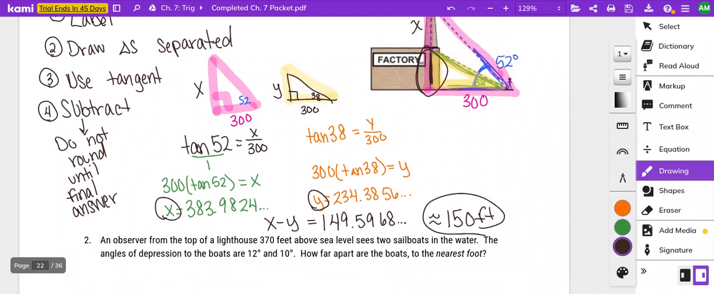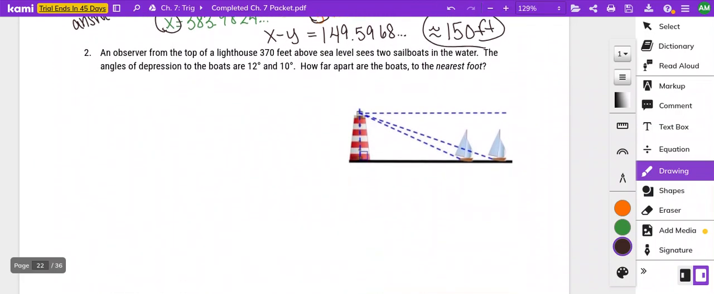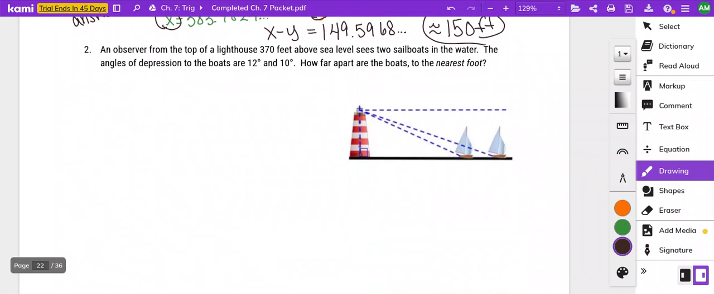All right, let's take a look at the next one. This one is very similar to the first one. I'm going to just help you out for a second with labeling.